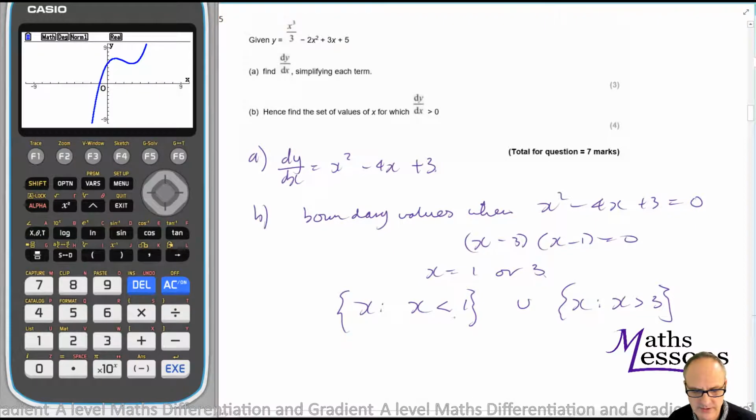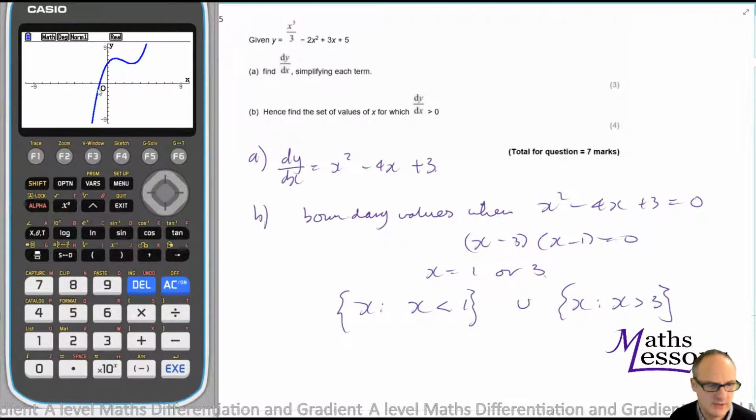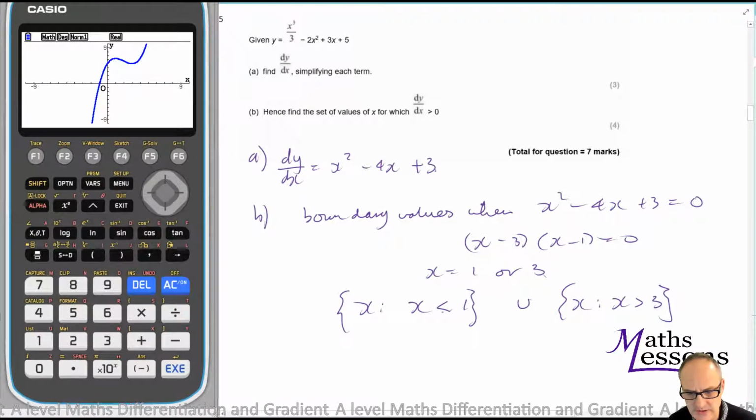So both these areas are where the graph is increasing. In between, you can see the graph is decreasing. And when it's saying increasing, we use the strict inequalities to say that it's increasing.